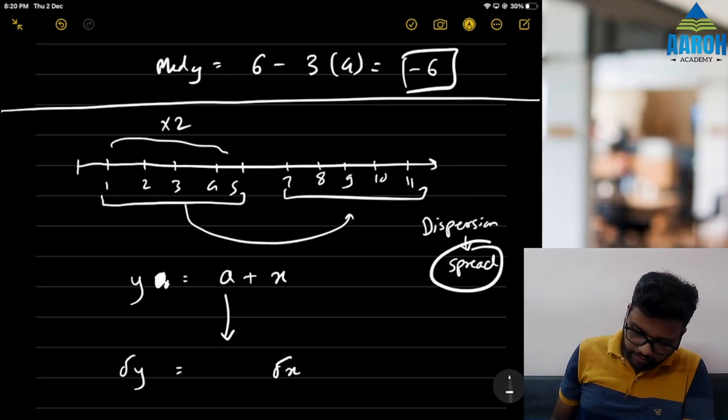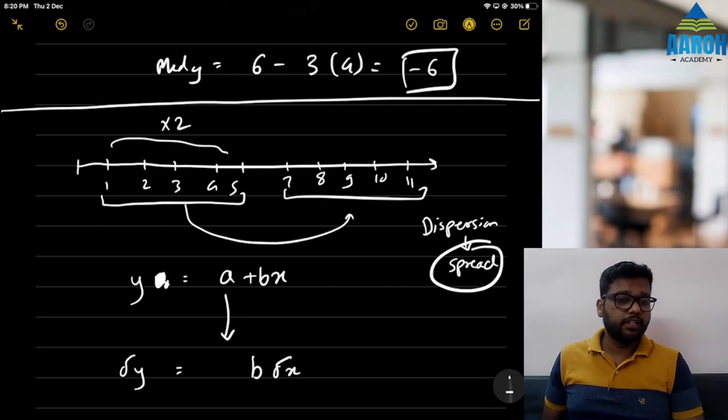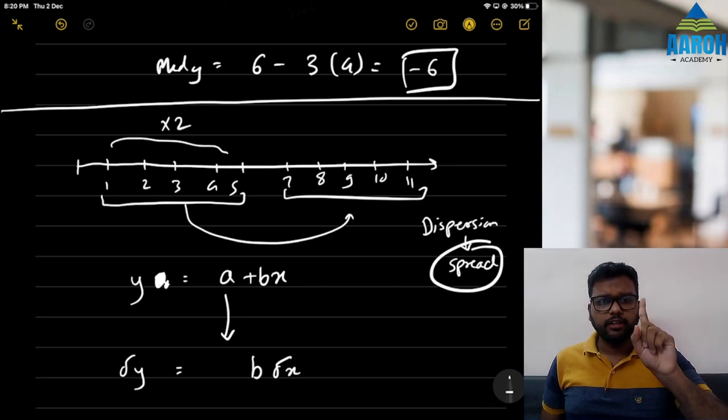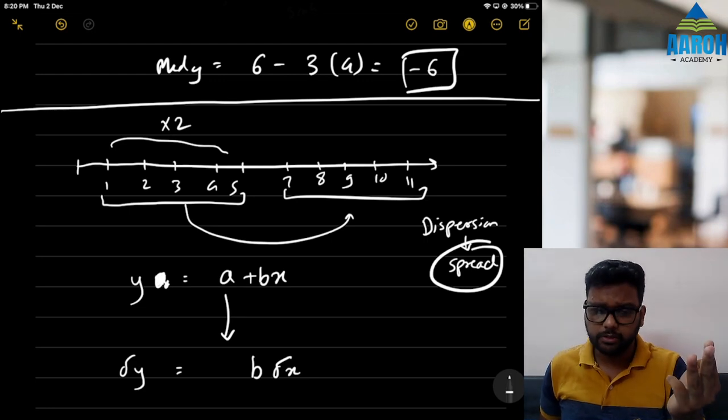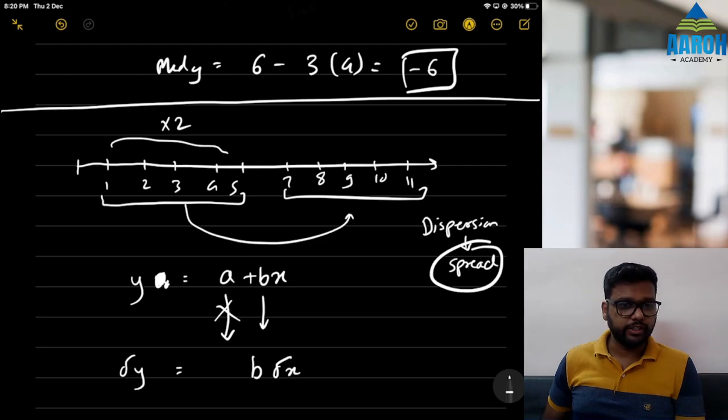So if we multiply something here, then we have to multiply that here also. That means measures of dispersion are affected, not only SD, range also, QD also, and MD also. They are affected only by change of scale and not change of origin.